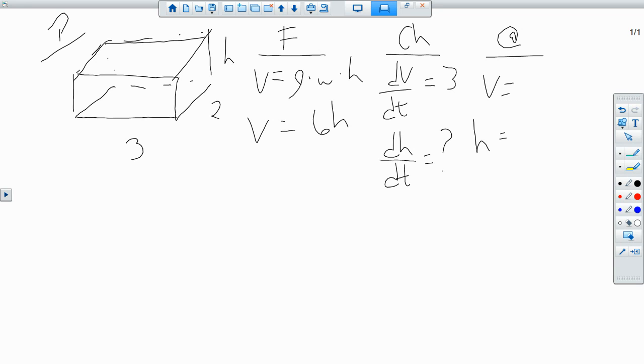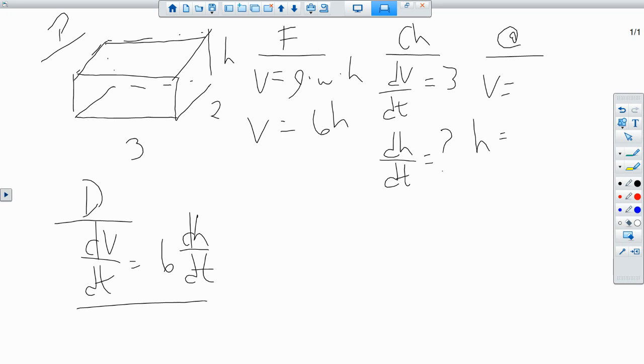I'll show you why we don't need those values and how I know that. What is the derivative? dV dt. Good. Okay, so do you see, do we have a V or an H in here? No, so that's why we don't need these, right? Because the derivative doesn't have a V or an H in it. If you needed those values, you would have been given one or the other, right? So we know that 3 equals 6 dh dt.